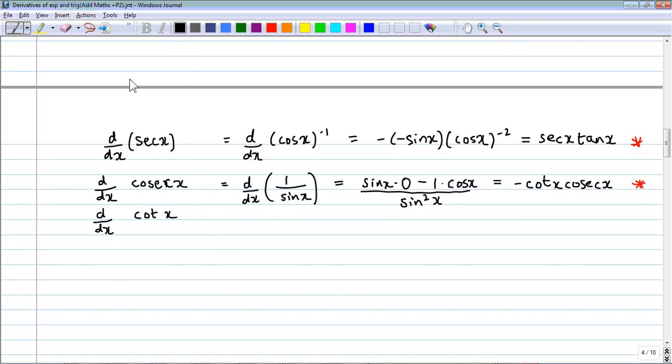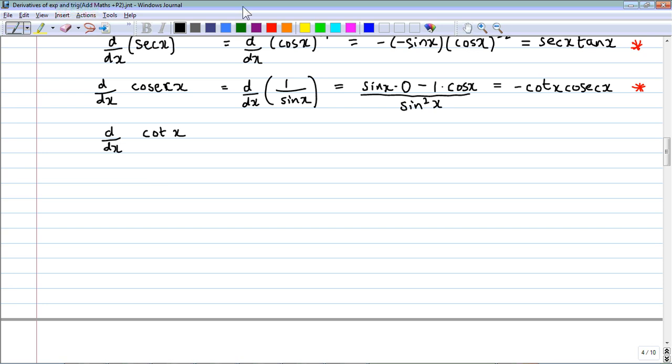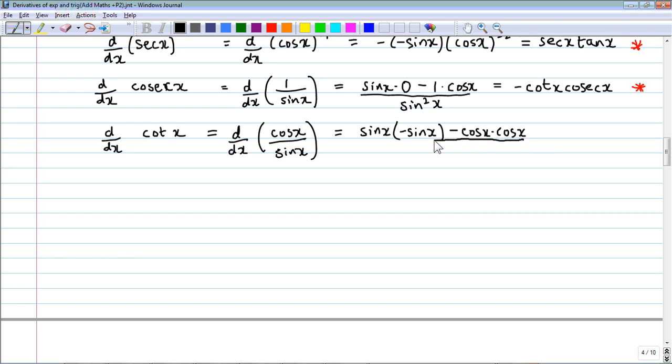And our sixth result is the derivative of cot x. So the derivative of cot x can again be calculated using the quotient rule. Use the definition of cot x equals cos x over sin x, and get sin x times minus sin x minus cos x times cos x, all over sin squared x, and this works out to minus cosec squared x, and that's our sixth result.